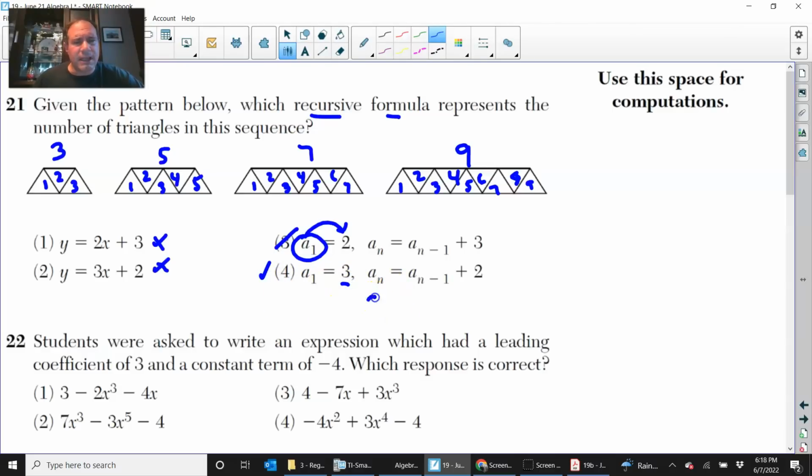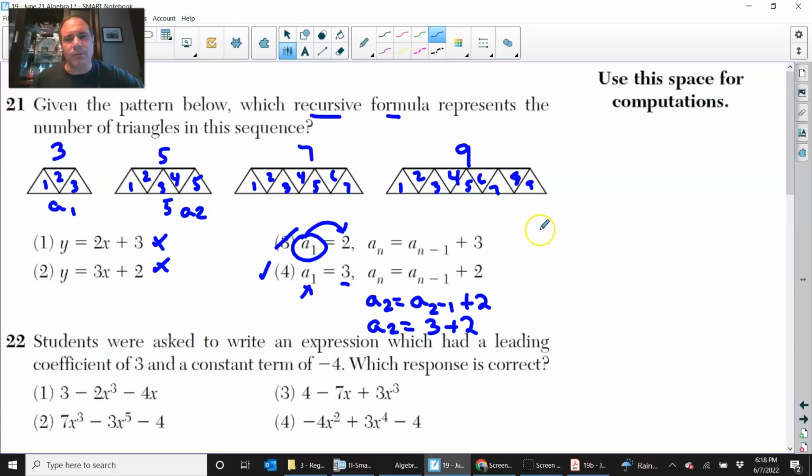So I'm going to go to a sub 2. When I go to a sub 2, I'm going to go a sub 2 minus 1. And that's the prior term. So this n minus 1 represents the prior term. So the prior term, I already know, is 3, a sub 1. So I have a sub 2 equals 3, because that's the a sub 1, plus 2. And a sub 2 is 5. That's good. So this is a sub 1. This is a sub 2.